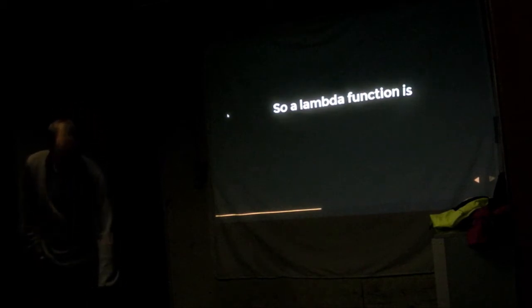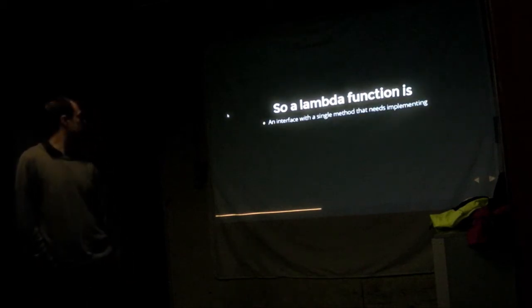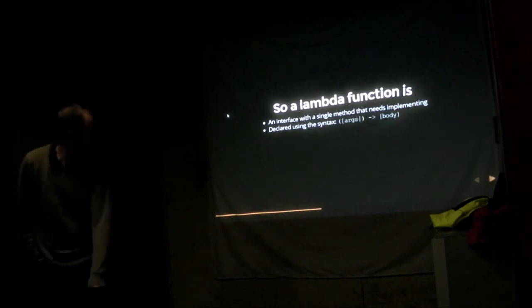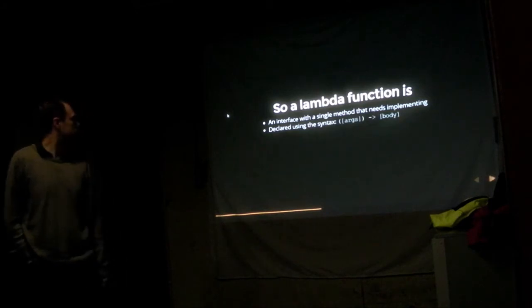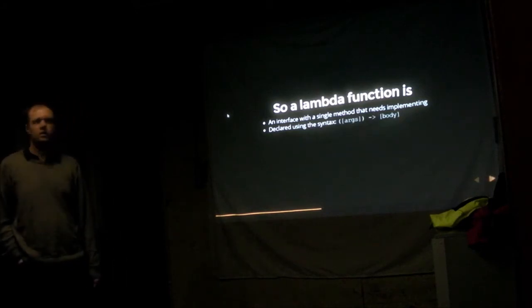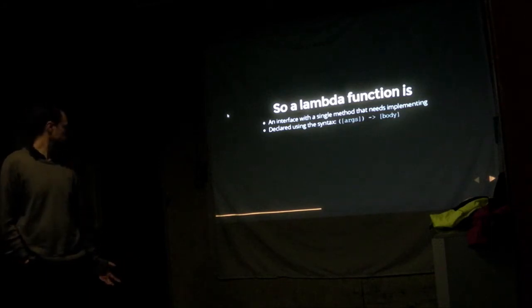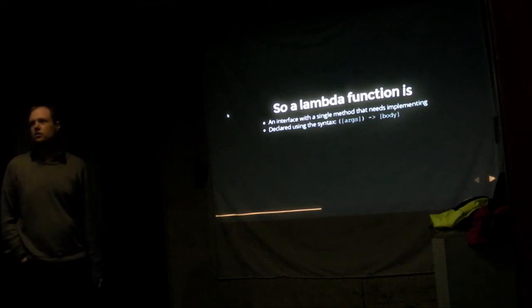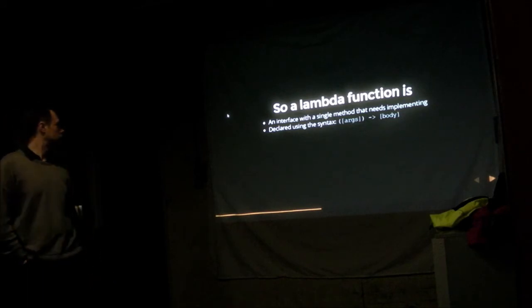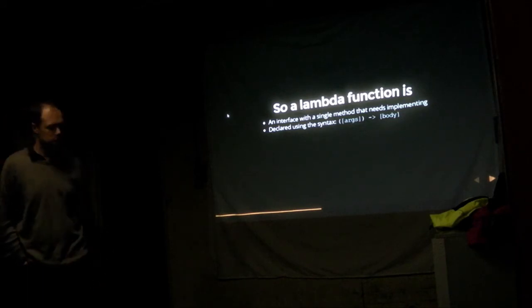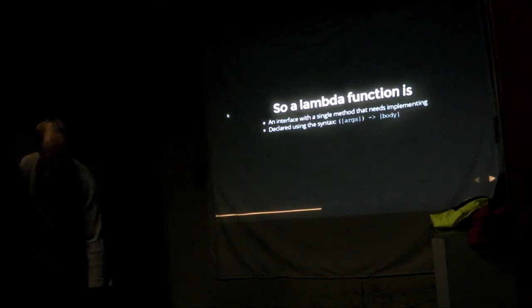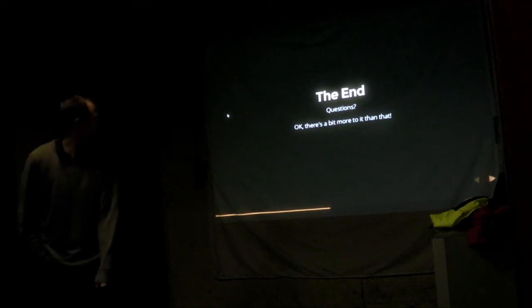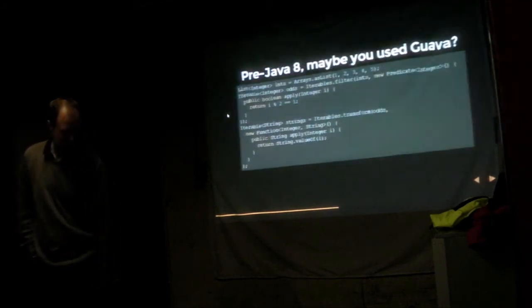So a Lambda function is an interface with a single method that is being implemented. It's defined using round brackets with arguments, so you can have no arguments, which would be just a pair of parentheses. One argument is a special case, you can choose to omit the parentheses if you want to, or multiple arguments, and then an arrow and a body. So that's it. There's a little bit more to it than that. We can do some interesting things with Lambdas.